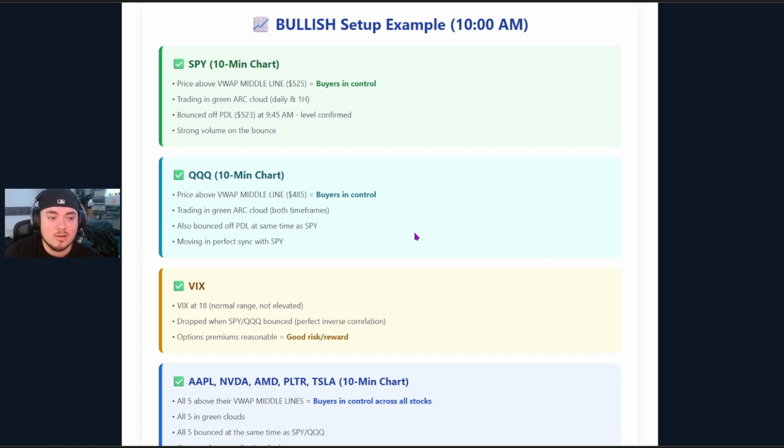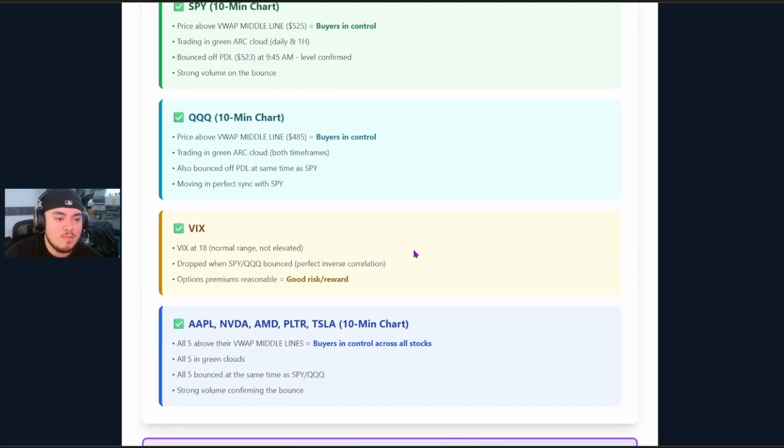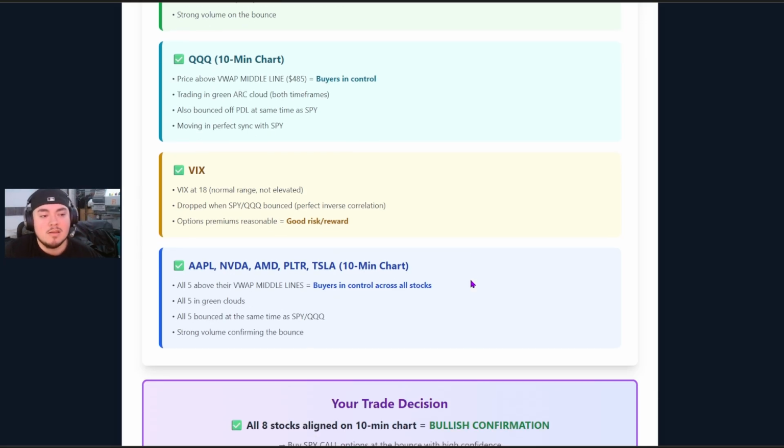These are going to be the characteristics of where price is compared to the clouds and the VWAP and our levels, right? The next thing that you're going to be looking at is VIX. Let's say VIX is at 18. This is a normal range. It's not elevated. And it dropped when SPY and QQQ bounced. That's a perfect correlation. And option prices are reasonable. There's a good risk to reward in this type of market when VIX is trading at 18, right?